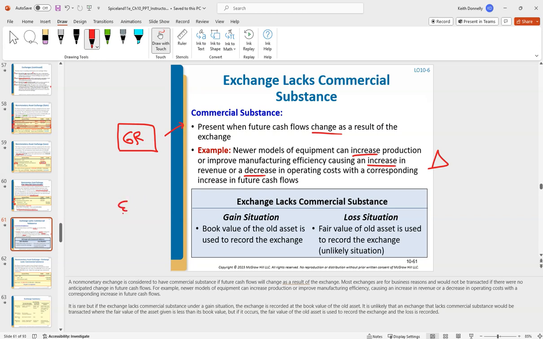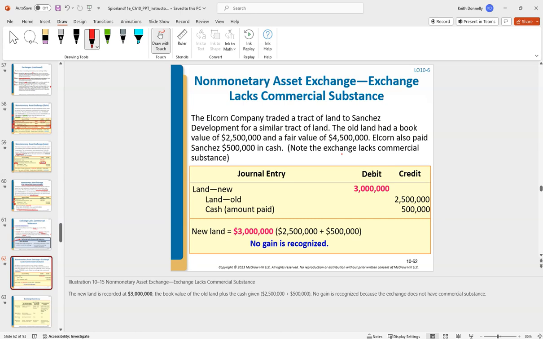There is the exception for situations that lack commercial substance. So if we look at an example here, one that lacks commercial substance, essentially what we do is this: the old land had a book value of 2.5, get that off. We paid cash of 500,000. We can hit the new land basically as a plug on this. No gain is recognized in this situation.